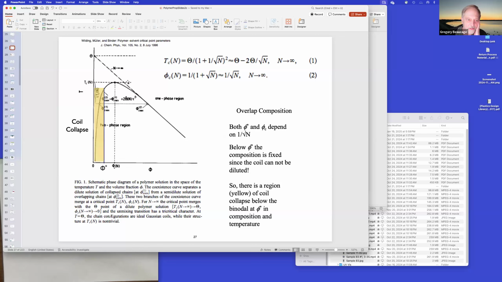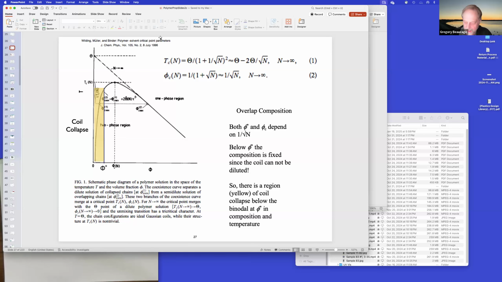So if you're in this region of the phase diagram, you're in dilute, you're below C star, so you have independent coils, and you drop the temperature below the phase separation point for this point, because you can't dilute the chain anymore here. So if you're in good solvent up here, and you have a region where you have a theta condition, then you collapse the coil into this region and make a 3D structure from it.